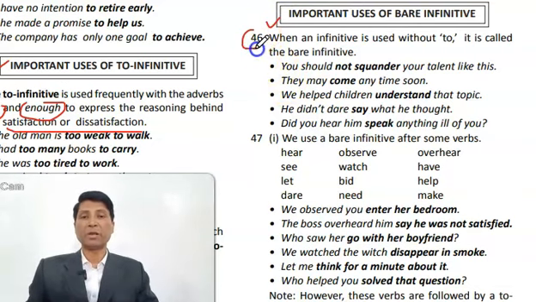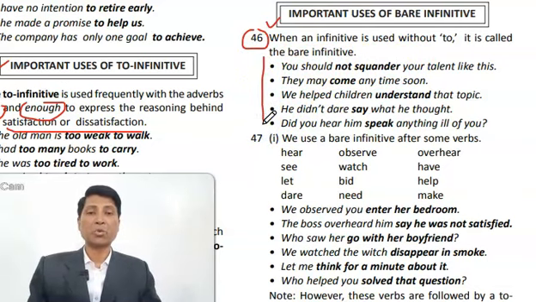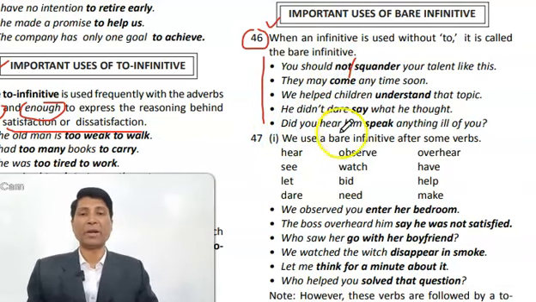Look at rule number 46. It says when an infinitive is used without to, it is called the bare infinitive. Look at the examples given here. You should not squander your talent like this. So there is no to here before the word squander. They may come anytime soon. So there is no to here before come.